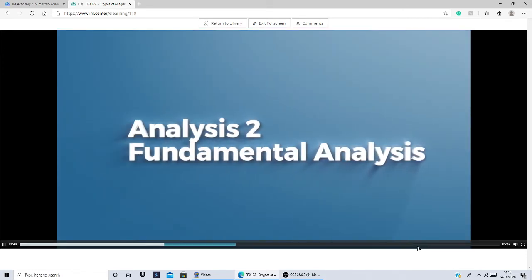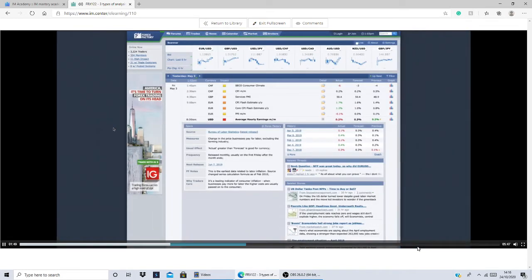The second type of analysis is known as fundamental analysis. Fundamental analysis has to do with economic news and world events happening on a global scale that gets put out on a website known as FRX Factory. Now, there are other credible websites to give you fundamental news. However, FRX Factory is one of the most broad and one of the most widely used Forex calendars for fundamental analysis inside of the market.